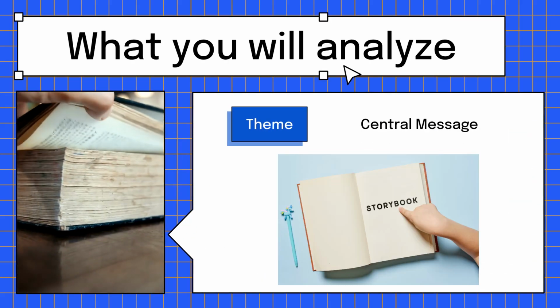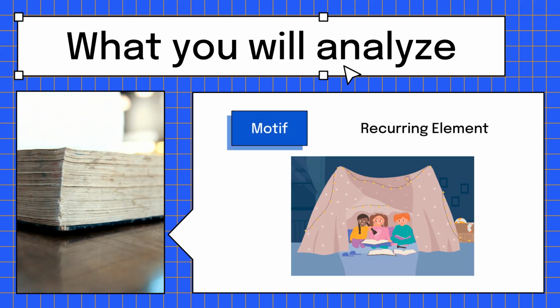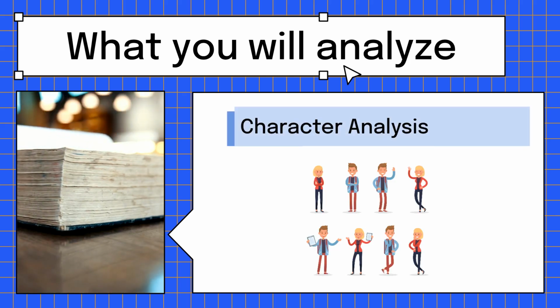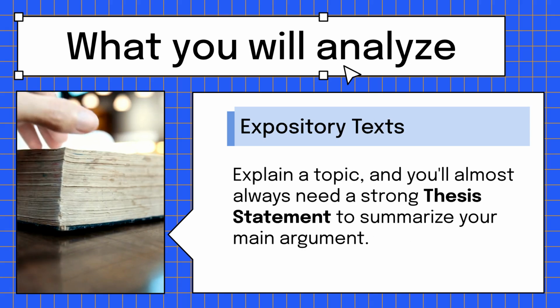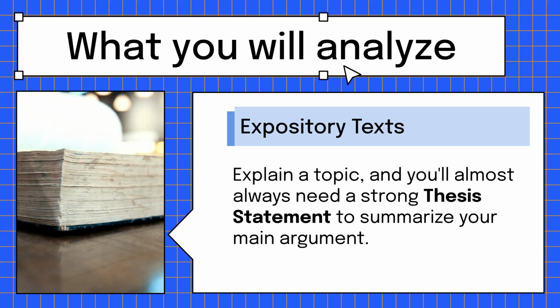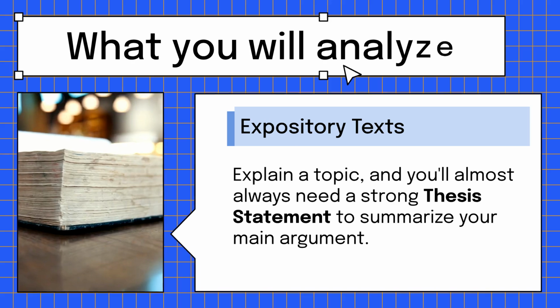And what do we write? There are many literary genres and text types. You'll analyze a story's theme, the central message, motif, a recurring element, and plot structure. You'll perform character analysis. For nonfiction, you might write expository texts that explain a topic, and you'll almost always need a strong thesis statement to summarize your main argument.